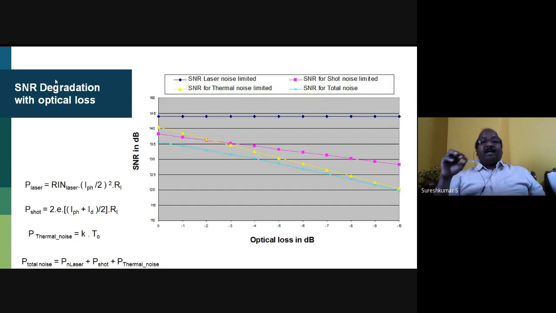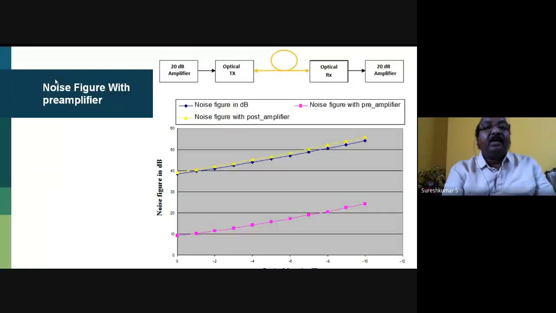Okay, but increasing the optical power, so it is about the SNR. I'm just taking it to the next point. The noise figure of a pre-amplifier.